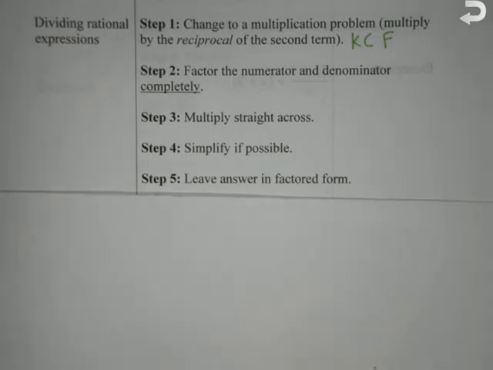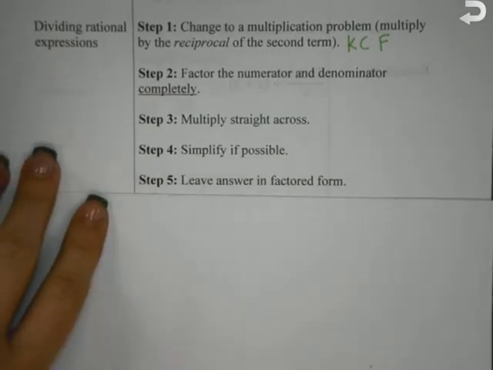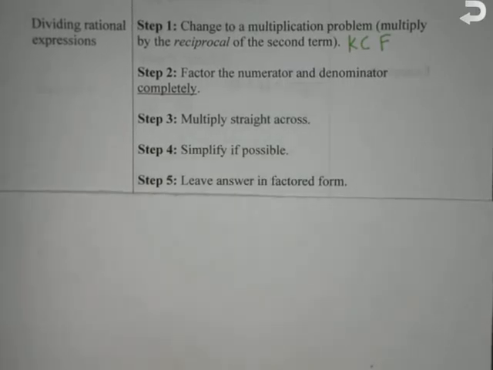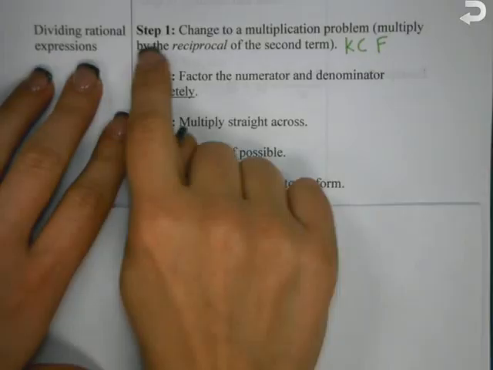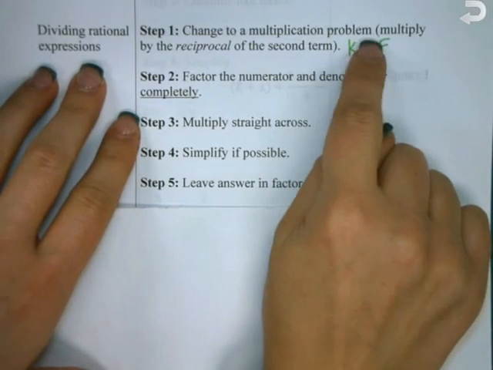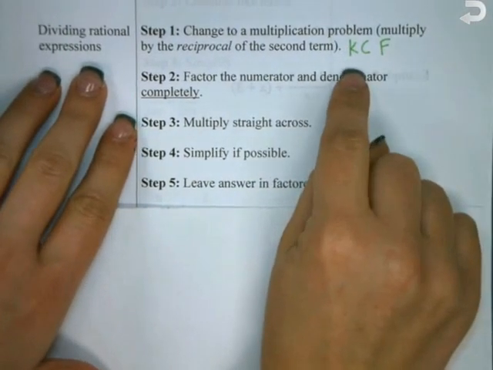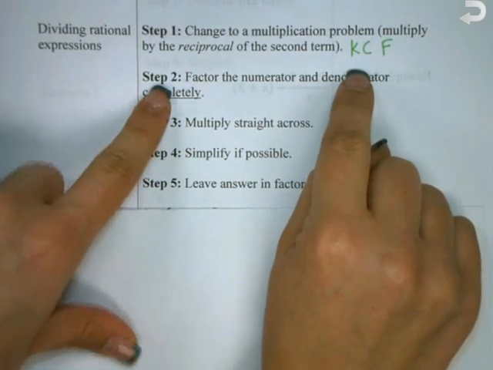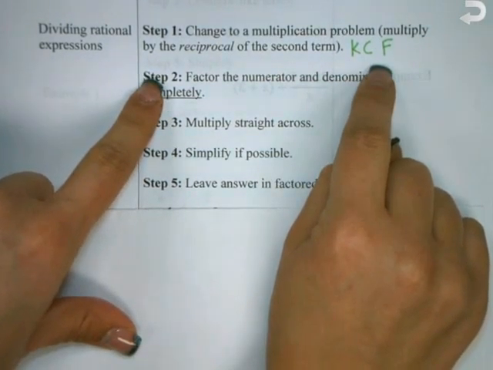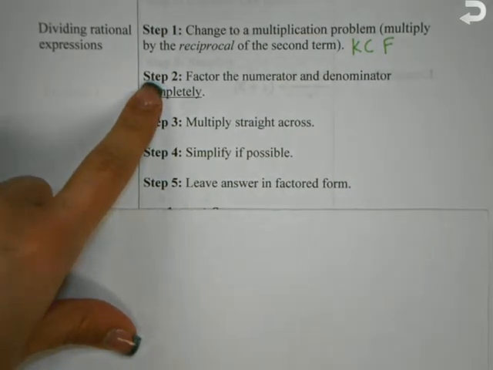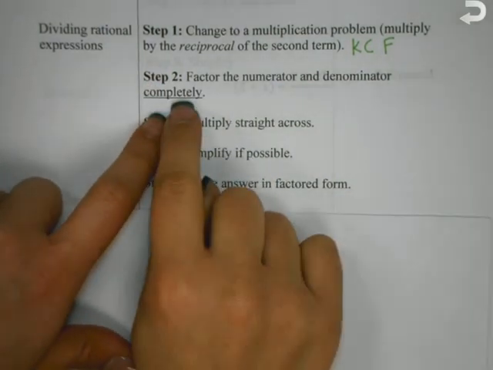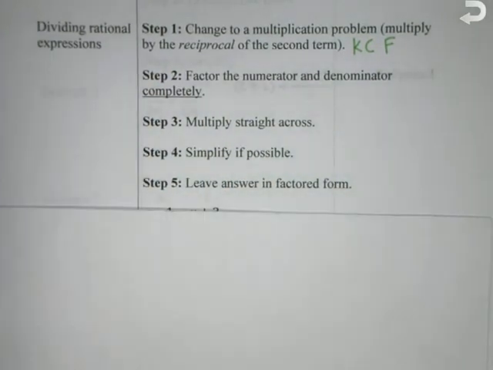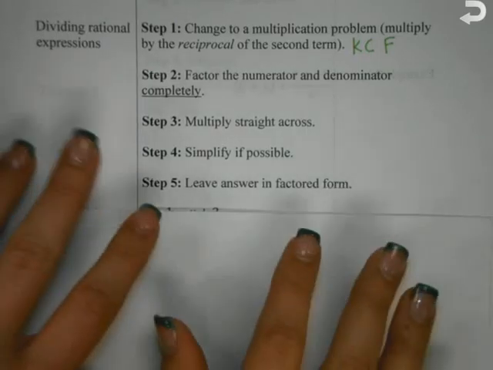But we did do multiplication of rational expressions, and we need to do division still. Okay? Our first step for division is we change to a multiplication problem. And a lot of you learned KCF, right? You keep the first one, change it to multiplication, and then you flip the second term. Then the rest of the steps are exactly the same as multiplication.